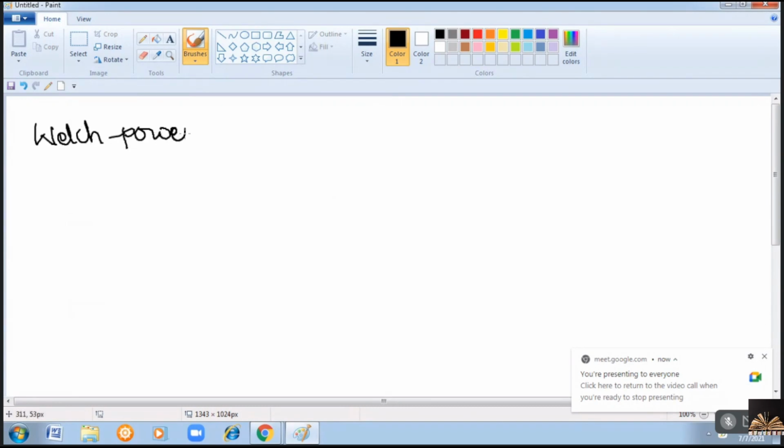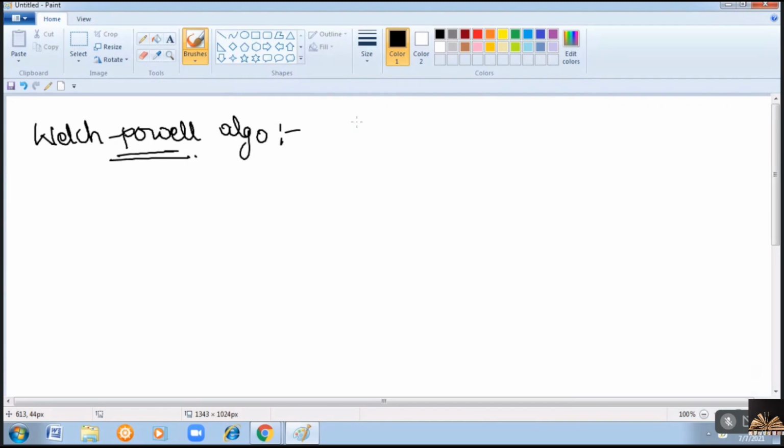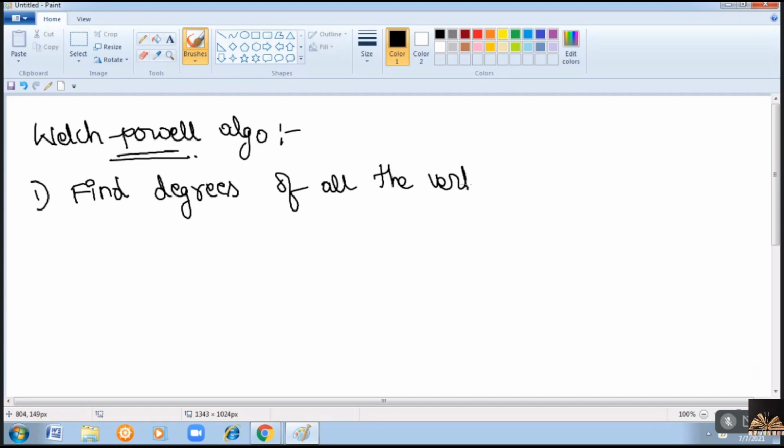Welch-Powell algorithm. So if the graph is a complex graph with more number of vertices, then you can use this algorithm, right? Now first we'll see what are the steps we have to use. First step is you need to find the degrees of all the vertices in the given graph. That is the first step.